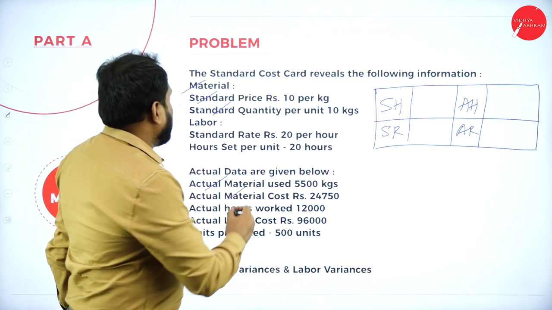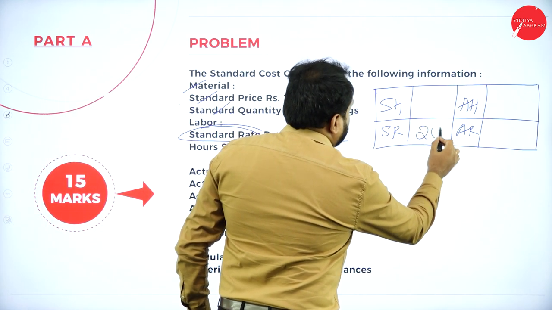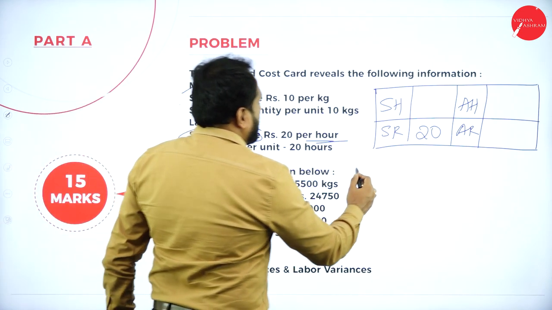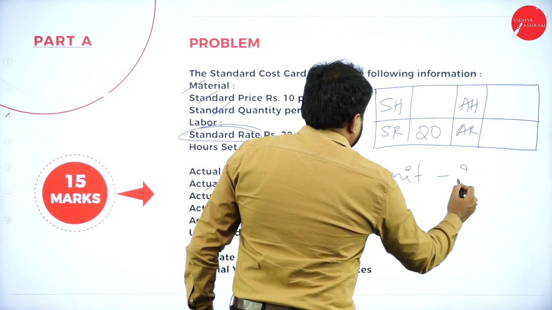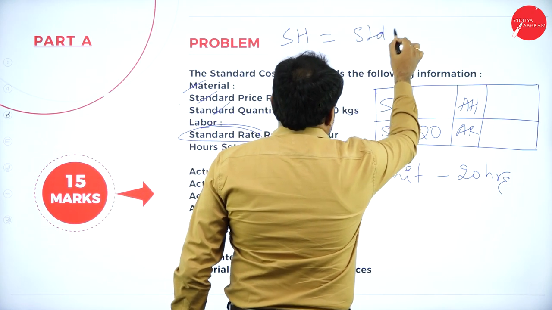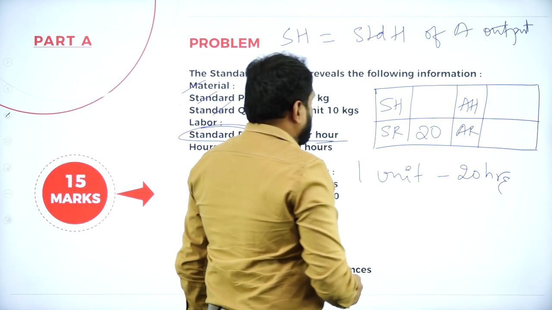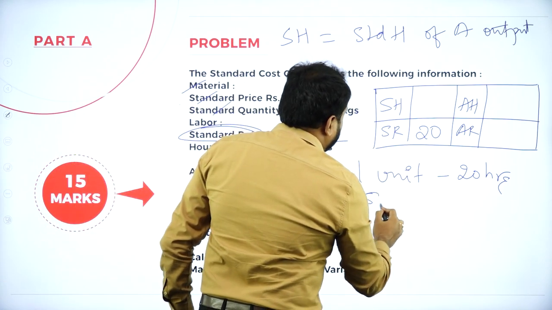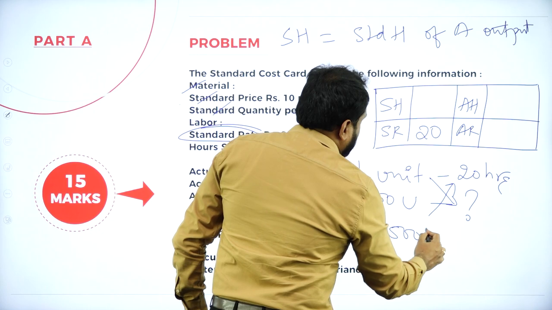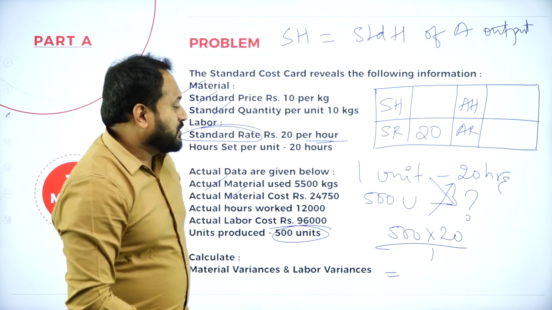Let's go with labor. They have only given the standard rate, which is 20 per hour. So the rate is always for 1 hour. The hours set per unit, that is for 1 unit, the laborers take 20 hours. So how will you write it? SH is equal to standard hour of actual output. Actual output is how much here? 500 units. So for 500 units, how much have they taken? Again, cross multiply. So it is 500 into 20 divided by 1.